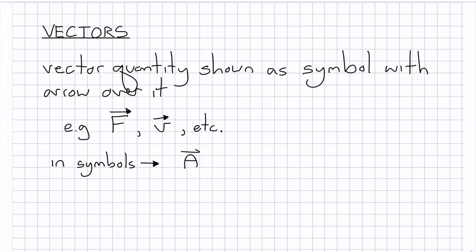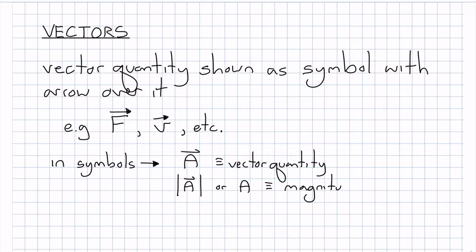So for any general vector quantity, we use its symbol, in this case a capital A, and we put an arrow on top. That indicates it's a vector with magnitude and direction. If we're only interested in the magnitude portion of a vector, we use that symbol with the arrow on top, but we put absolute value signs around it. Alternatively, you could just use the symbol by itself with no arrow, no absolute value signs. That also indicates magnitude. However, I would recommend using the first one because I think the absolute value signs explicitly say we're looking at the magnitude.